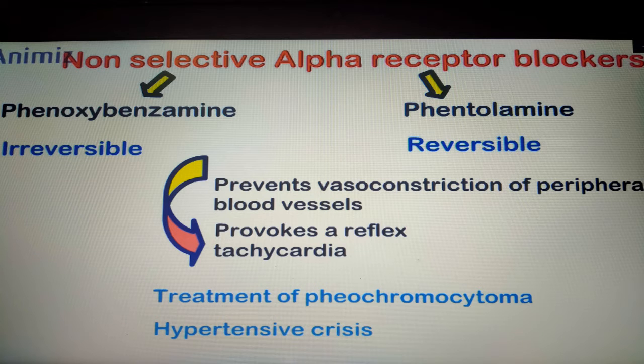Most of these drugs are used to treat pheochromocytoma, which is a condition in which the adrenal glands produce a huge amount of epinephrine and norepinephrine. Also, they are used in hypertensive crisis.